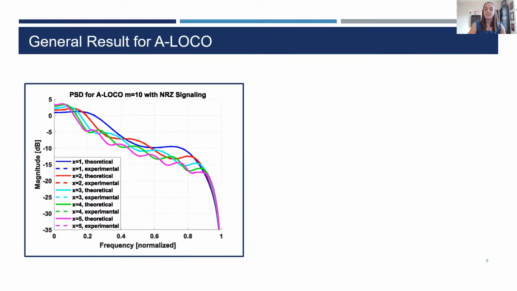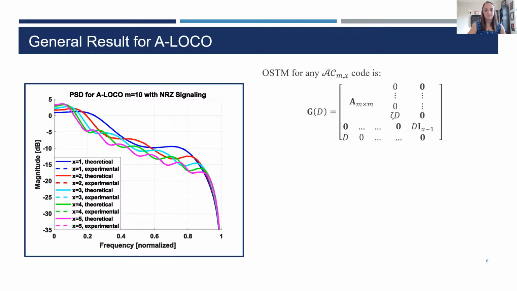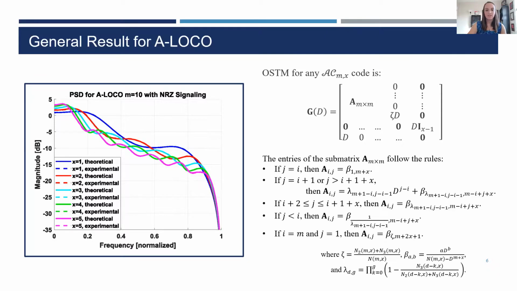Formalizing the patterns seen in A-LOCO OSTMs into a general result was a bit of an art. But what it boils down to is that these entries were dependent on the code parameters and codebook cardinalities as mentioned. So you can simply look at how to calculate these entries as a set of instructions, and these instructions are provided here. Again, our method resulted in power spectral densities that perfectly matched Monte Carlo results.